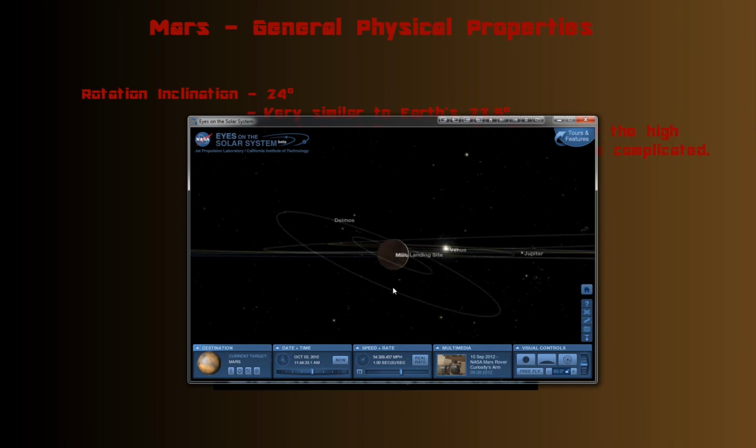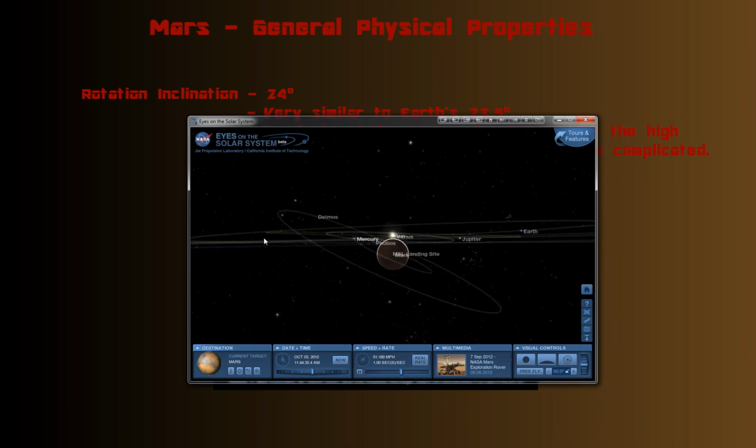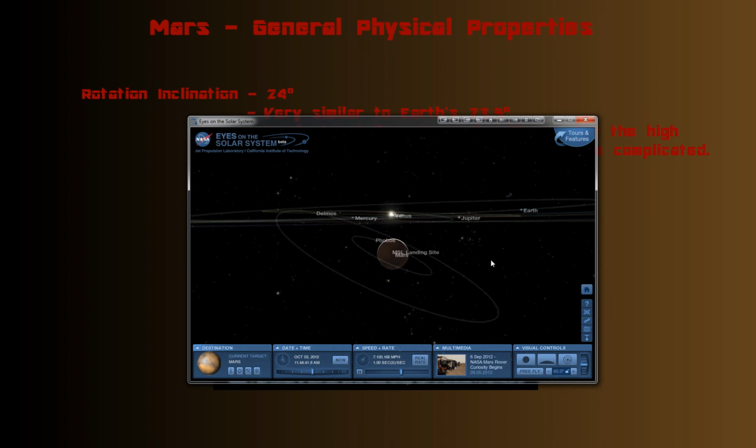So we're focused on Mars here, and here's the Sun and the rest of the planets in the solar system. Well, at least Earth and Jupiter and maybe Mercury and Venus.